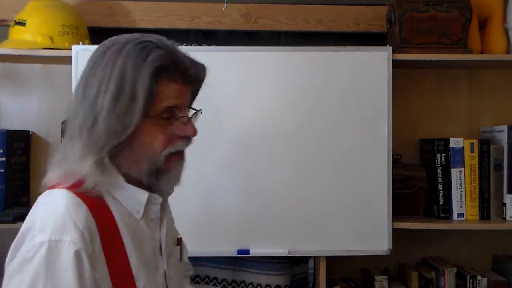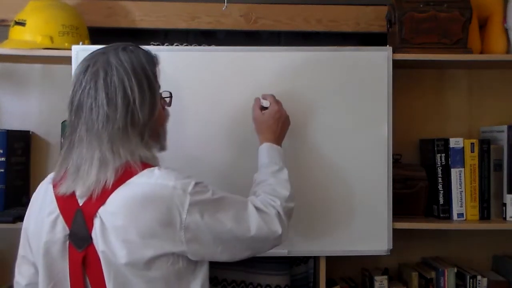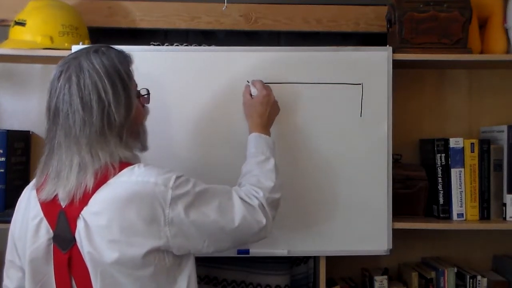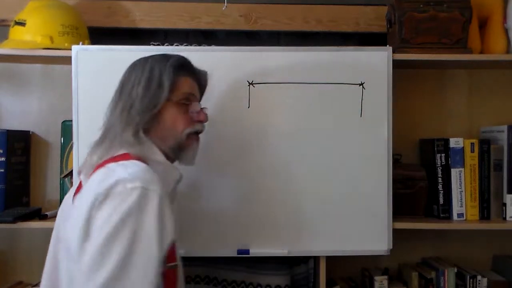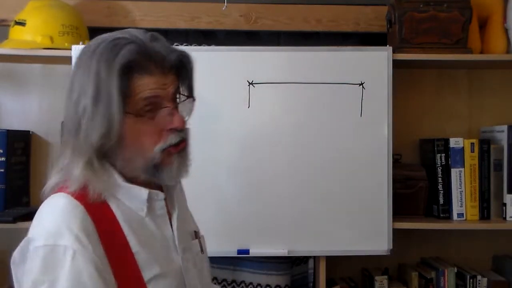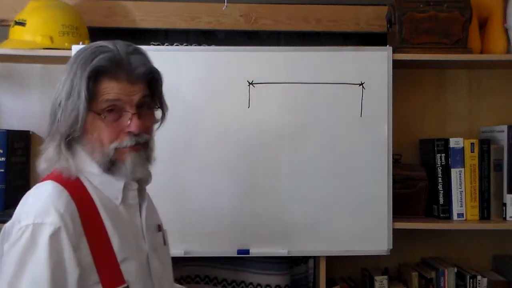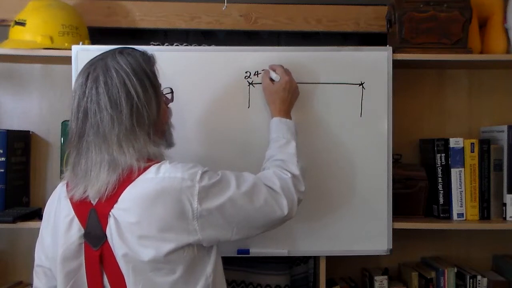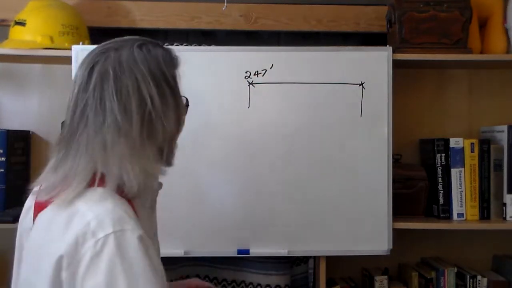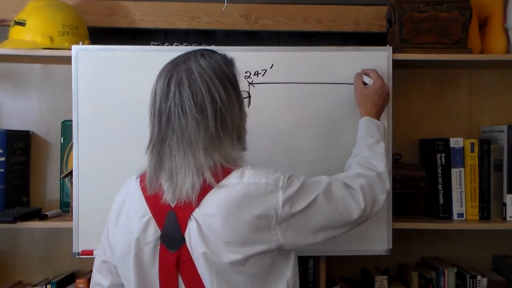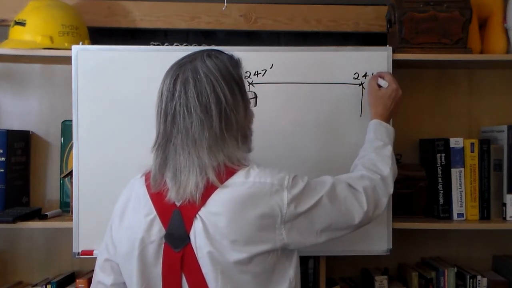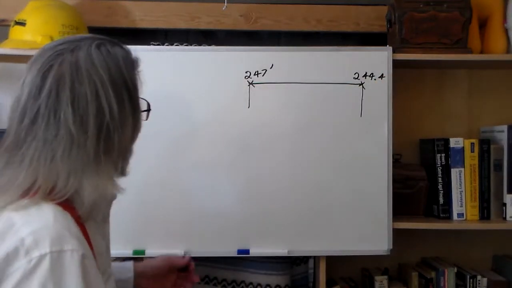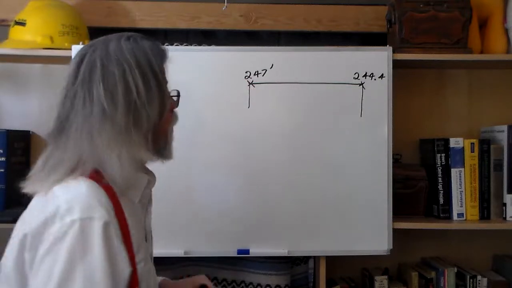We're going to give you a bit of a sketch. Imagine a parking lot that looks kind of like this, part of a parking lot. Here's your curb line. You know the elevation here, and you know the elevation here. Let's just say, for the purposes of our example, the elevation here is 247 feet. And let's say the elevation here is 244.4. There we go. Now, those are the elevations of the point.